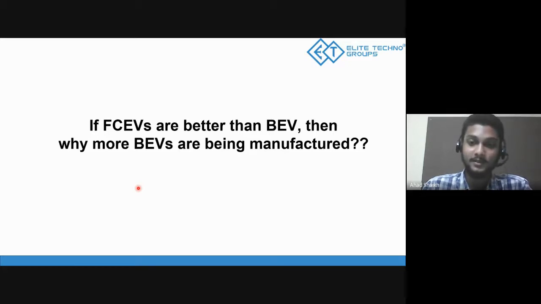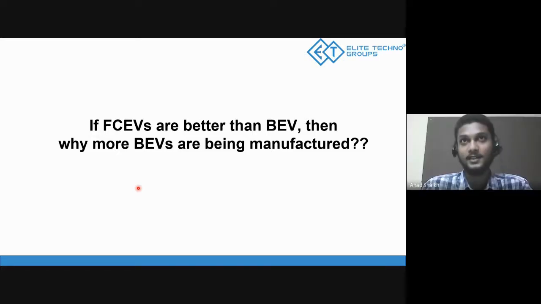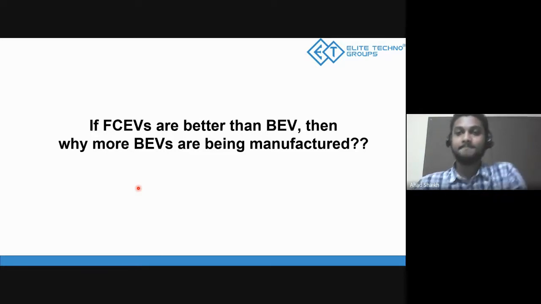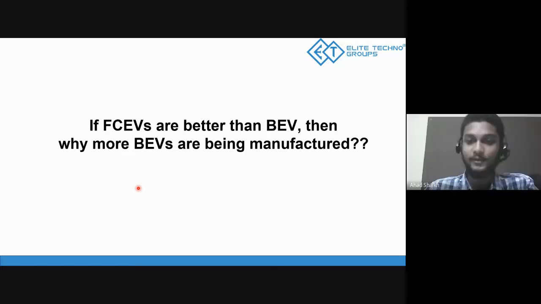What could be other reasons? Refueling stations. The refueling station, or we can say the infrastructure of the dispensers in the country. Maybe extracting hydrogen is quite a difficult process. Okay, but we will see how hydrogen is extracted in upcoming slides.